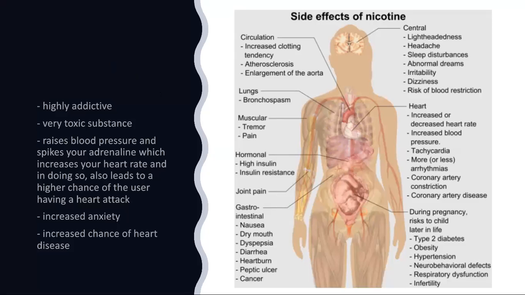To the right, we have a much more in-depth chart of the side effects of nicotine. We have how it affects the hormones and the muscles and the lungs, the heart. But this is for a female, so you see in the lower right how during pregnancy it can give risks to the child later in life. Now, for men, it can also cause them to be infertile. So nicotine has that effect on them.